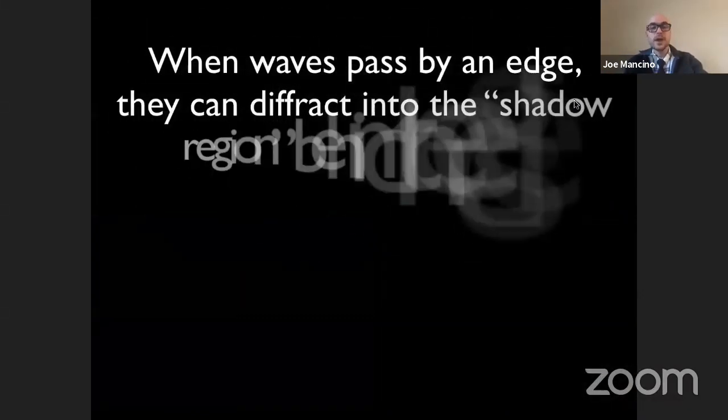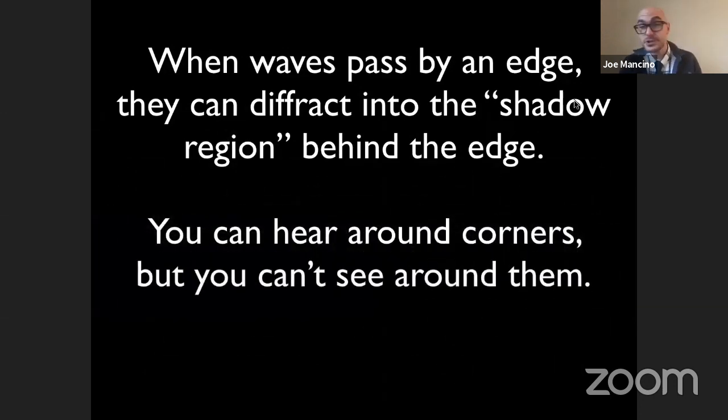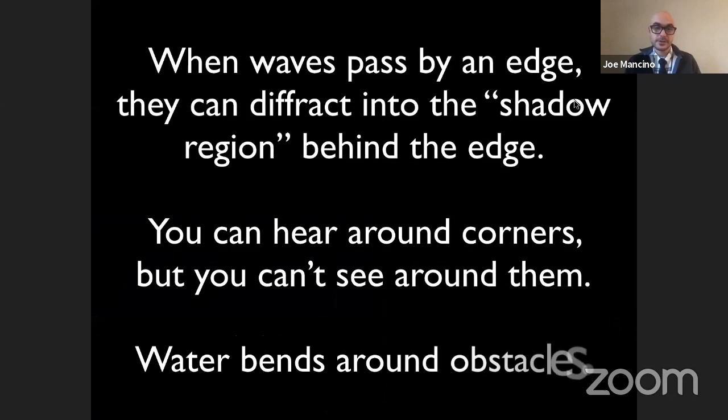So when waves pass by an edge, they diffract into the shadow region beyond that edge. Just like you can hear around corners, but you can't really see around them very well because the size of that opening is all wrong. The wavelength of light is so small that you can't see around corners, but the wavelength of sound is so big that you can hear around corners.